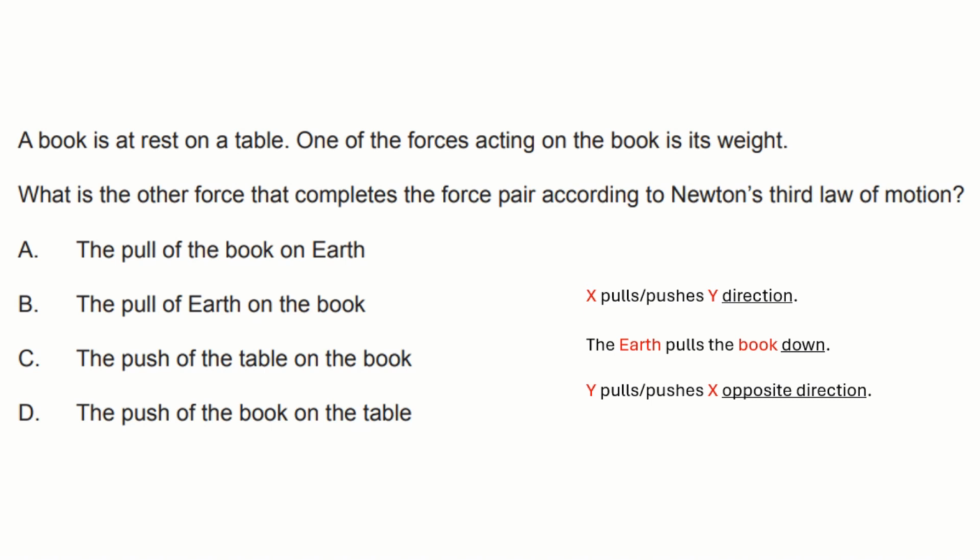In this case, my book is going to have to switch with the Earth, and my direction is going to have to become opposite, so down becomes up. And that is the second force there. The book is pulling the Earth up.